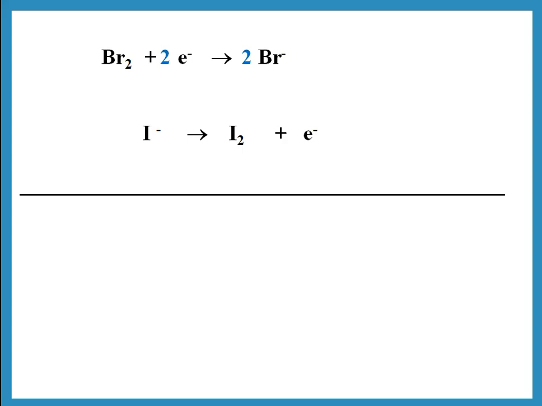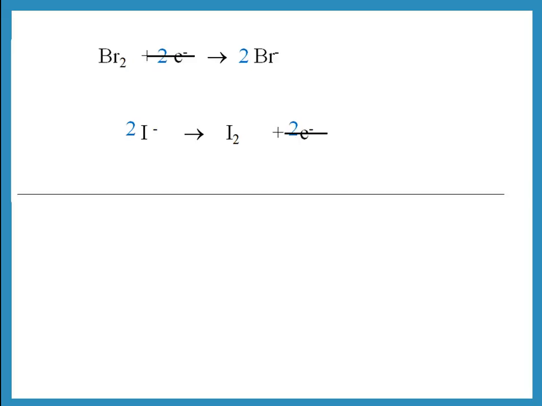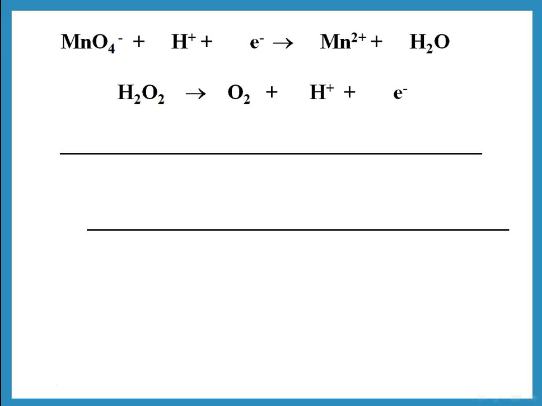Now the other one, I have 1 iodine before the arrow, 2 iodines after the arrow, so I need 2 there. That means now I have 2 negatives, so that's 2 negatives. And the number of electrons on both sides are equal, so I can cancel them directly and just add up the equations. Everything before the arrow gives everything after the arrow. Do we understand this? Okay, try doing this one.